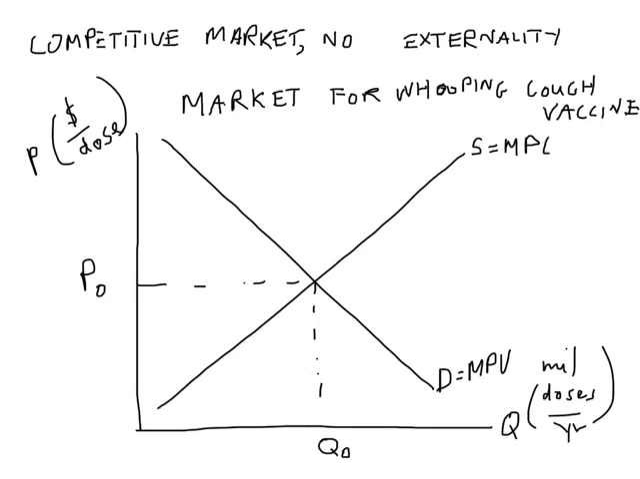So I've set up this baseline case where we have a competitive market for whooping cough vaccines. That's in the news lately. It seems to always be in the news. We'll first start with this no externality case.